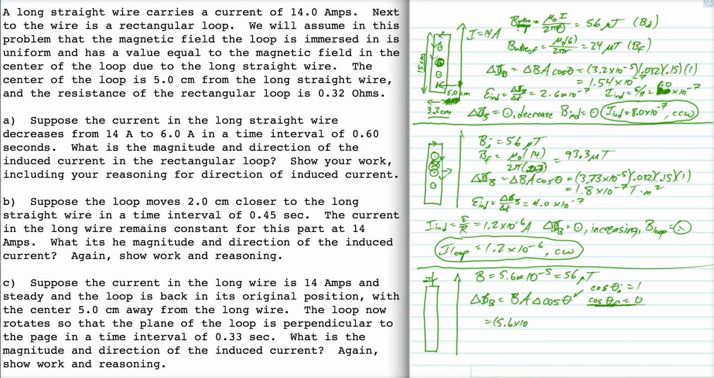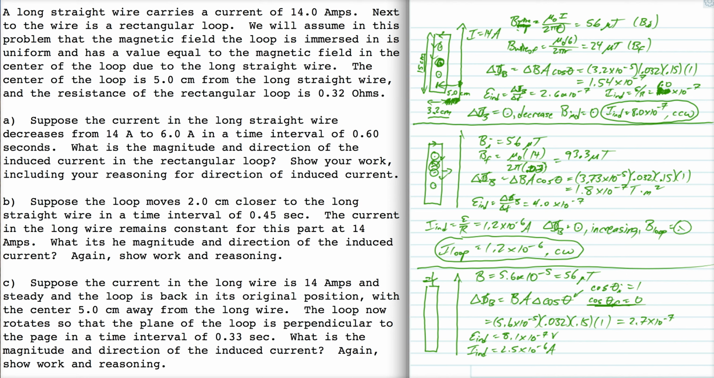So 5.6 times 10 to the minus 5, again multiplying by this area, 0.032 times 0.15, and delta cosine theta is just 1. So that's 2.7 times 10 to the minus 7, and that means that the induced EMF is, now this happens in 0.33 seconds, so if I take the 2.7 and divide by 0.33, I get 8.1 times 10 to the minus 7 volts. And so the induced current is the EMF divided by the resistance. The resistance is still 0.32, so I get 2.5 times 10 to the minus 6 amps.